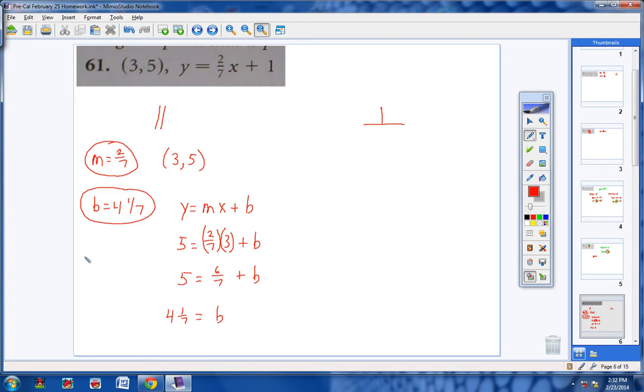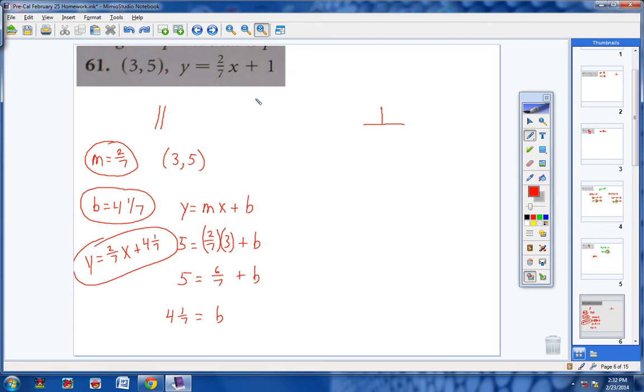So the linear equation would be y equals, then put your slope in with an x, and then put your y-intercept in at the end. And there we go. We wrote a linear equation that is parallel to this equation right here and passes through this point right here.